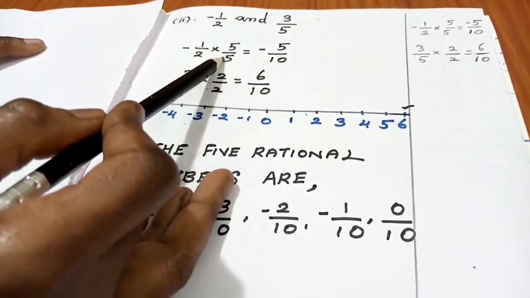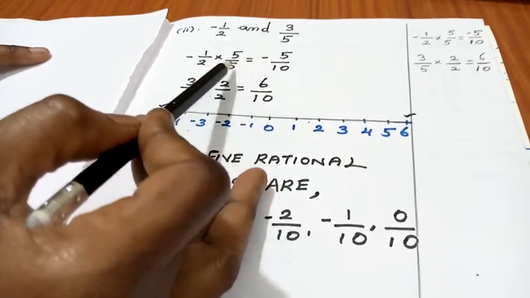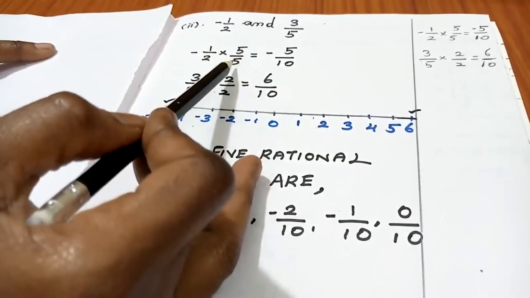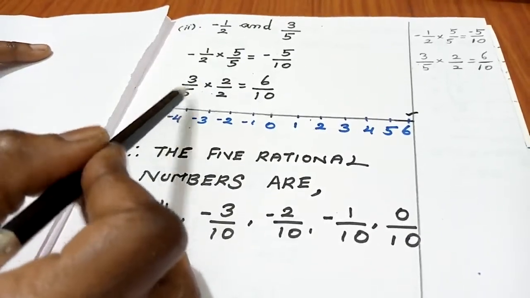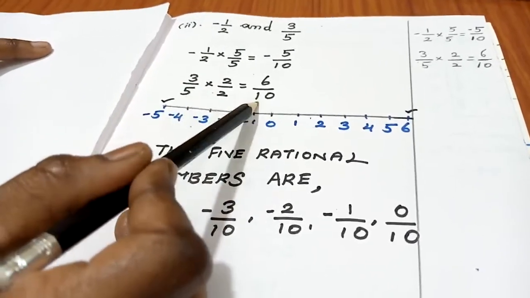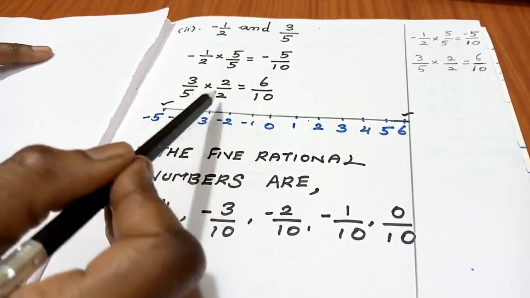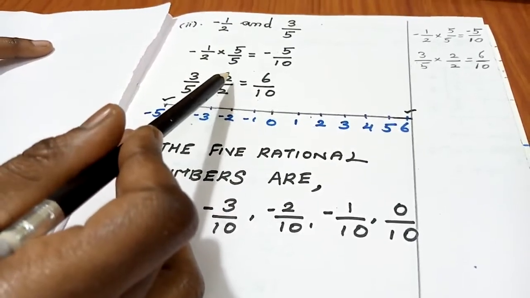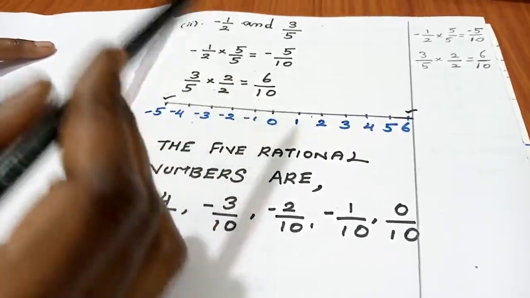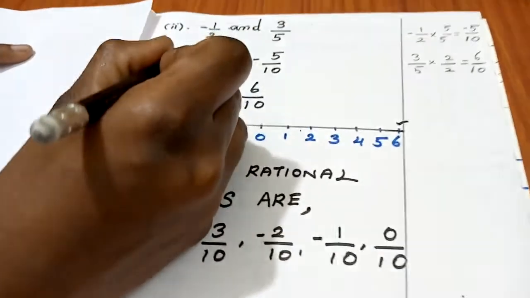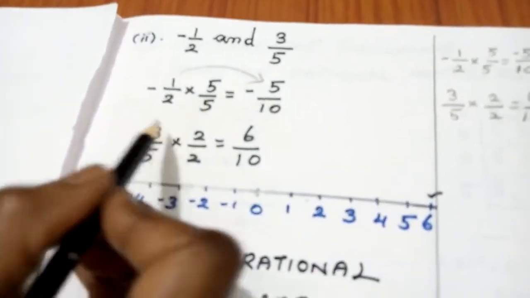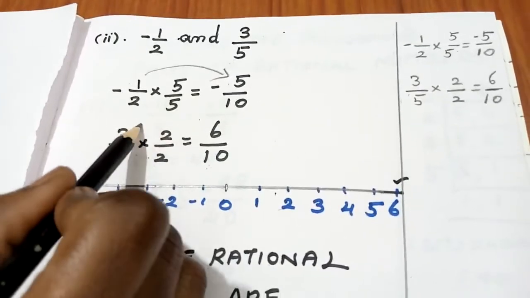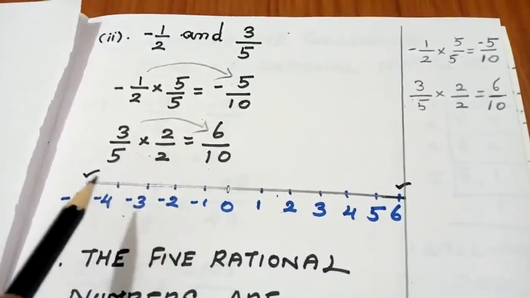2 into what if I multiply, I will get 10. 5, so that is why I am dividing and multiplying by 5. 3 by 5. 5 into what if I multiply, I will get the answer as 10. 2, that is why we are dividing and multiplying by 2. Now this 1 minus 1 by 2 is converted as minus 5 by 10. 3 by 5 is converted as 6 by 10.